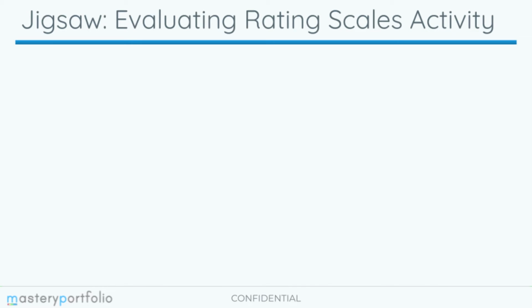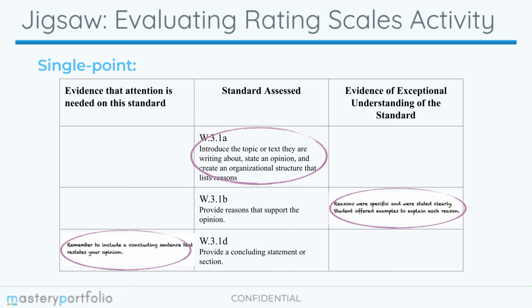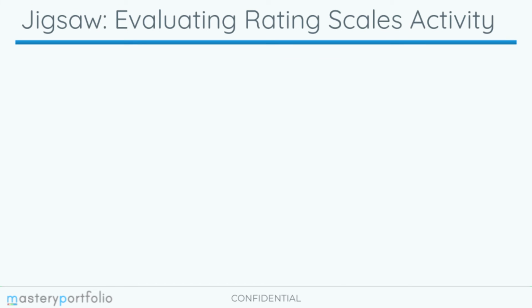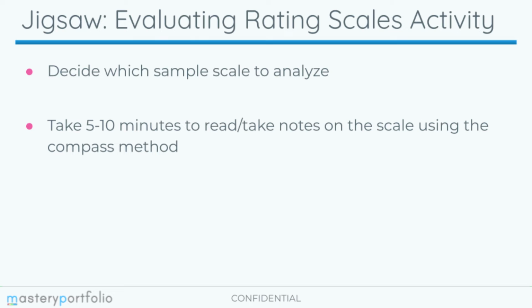There are 4 sample scales we will be looking at: single point, 4-point, 5-point, and 8-point scales. First, decide among your team which individual or small group will take which sample scale. Next, each person or group will take 5 to 10 minutes to read and take notes on their chosen scale using the compass method. Finally, we will come together and each person or group will be an expert on whichever scale they chose to analyze. They will present their findings to the group.